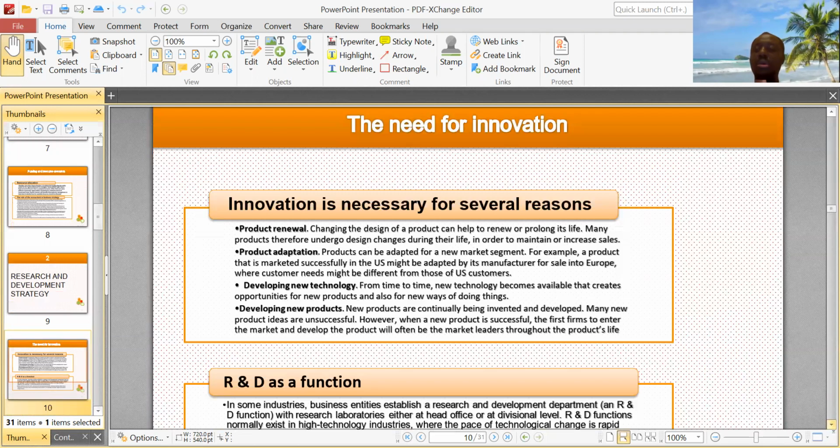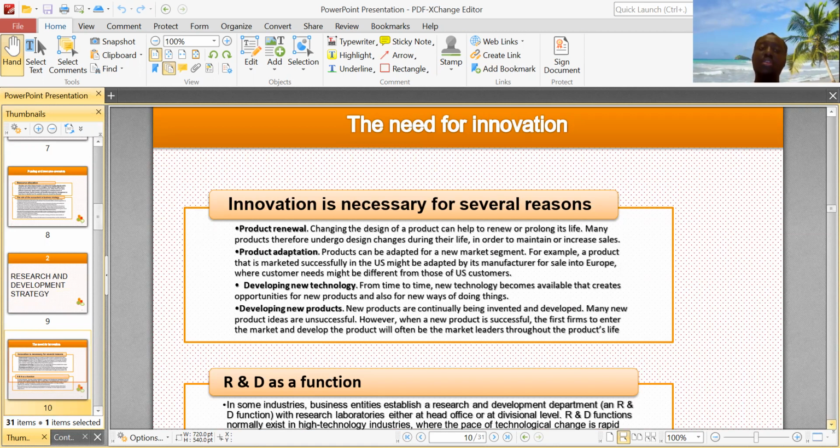Many products therefore undergo design changes during their life in order to maintain or increase sales, so that you are doing it to renew the life of the product. Then you have product adaptation. This is where products are adapted to a new market segment. So for example, a product might be successfully marketed in Africa, and now you take the same product and try to adapt it to, let's say, the Asian market. Or a product that is marketed successfully in the US might be adapted by its manufacturer for sale into Europe, where customer needs might be different. So that's product adaptation. It's all part of ways to innovate.